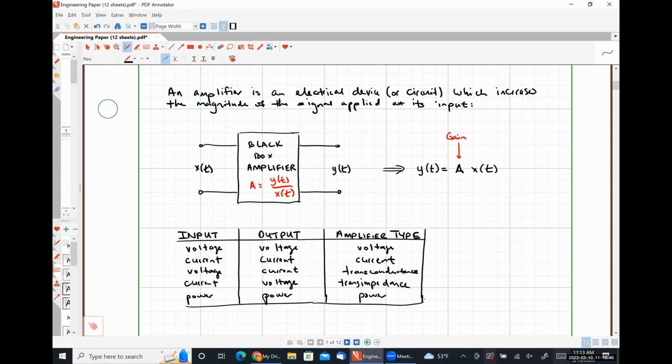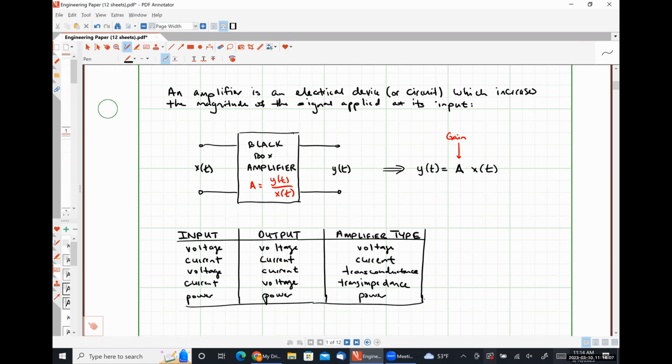So once again, we're going to learn about all of these as you progress through your electrical engineering career. But for the most part in this class, we're going to focus on the simplest case of voltage amplifiers, voltage at the input and voltage at the output. Okay.